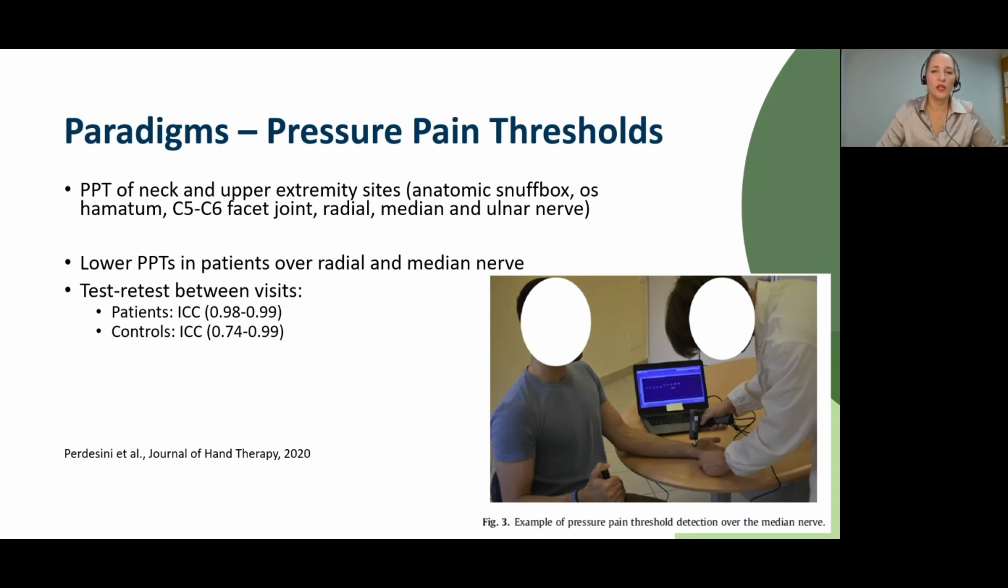And they found that patients had lower pressure pain thresholds over the radial and median nerve. And this is, of course, an indication of central sensitization. By the way, they had visits 1 week apart, so they had a test and retest between visits, and they found excellent repeatability for patients and between good and excellent repeatability for the controls. So this is in line with the previous study that I showed you before.